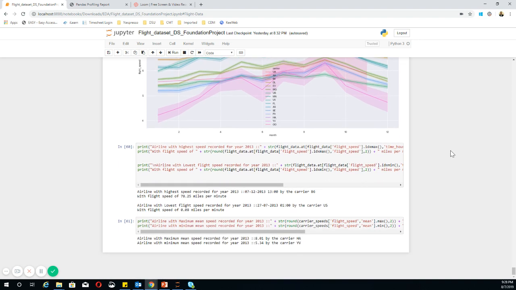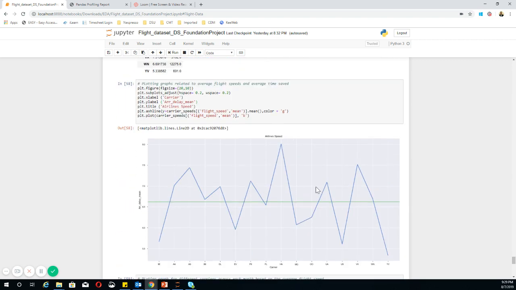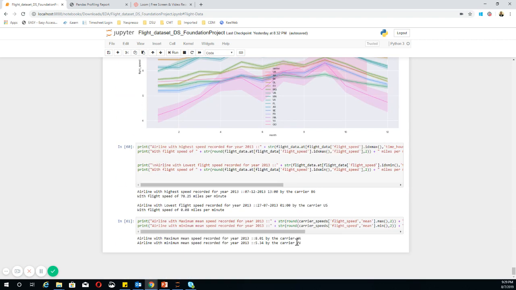The next analysis is on the maximum recorded flight speed. The maximum flight speed was recorded on the 7th of December. The least was recorded for the US carrier B6 on 27th of July, that is 8 miles per minute. Then the last analysis: the airline with the maximum mean speed recorded is HA airline, as we inferred from this graph, and the minimum was UV.